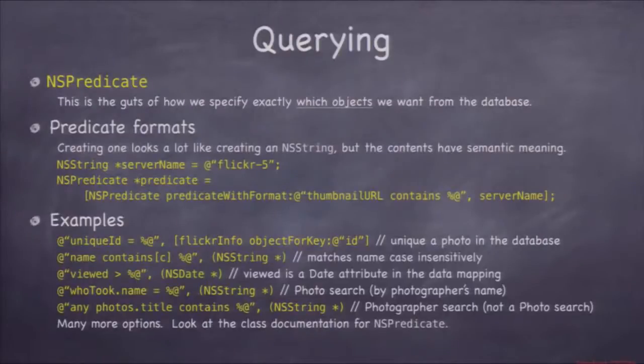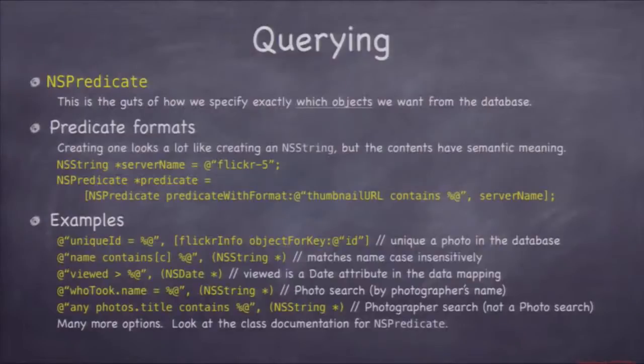You can use dot notation to follow relationships. So you can say whoTook.name equals CS193P instructor, right? So this would be a query or a predicate for searching in the Photo entities. So you're trying to get Photo entities, but you want Photo entities where the whoTook name is some photographer's name. So the things you're getting are photos, but the predicate you're using to find them is looking over at the photographer using dot notation. You understand this? Okay, you definitely need to understand this for your homework.